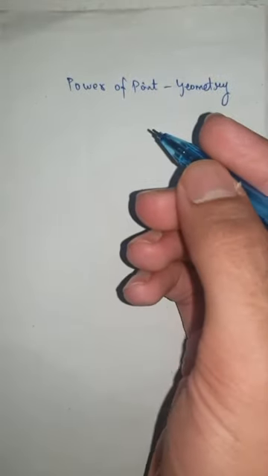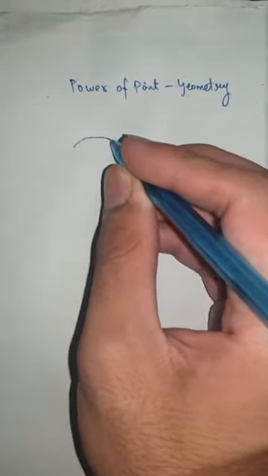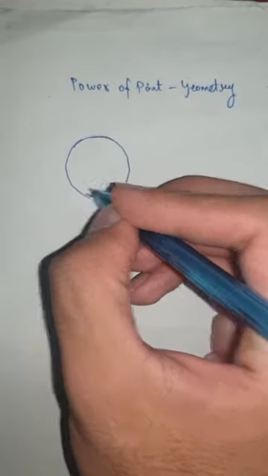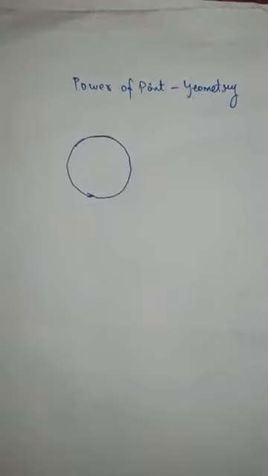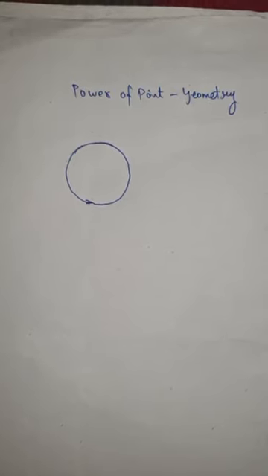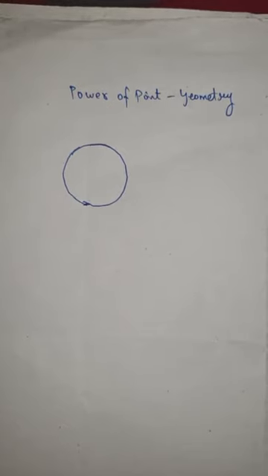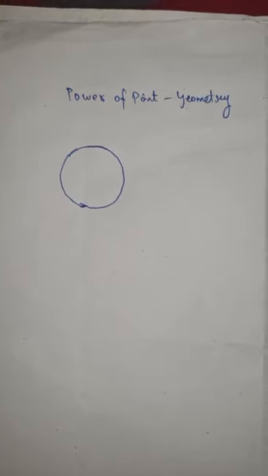Now the basic introduction of power of a point is, suppose that we have a circle like this. Power of a point can be defined in many ways, depending on the position of the point, whether it is inside the circle or outside the circle, and in several forms also. We will see that later in the video.